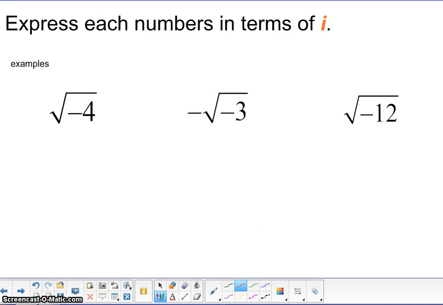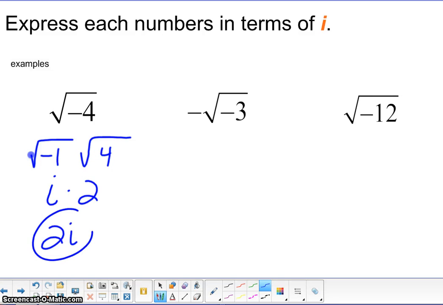So let's go ahead and start some problems. We're going to express each in terms of i. So we're going to separate what we now know can be solved. For example, this one, we have the -1 and the 4. This is i, and we know the square root of 4 is 2. And just like for any variable, we're going to end it with i being at the end of the term instead of the beginning.